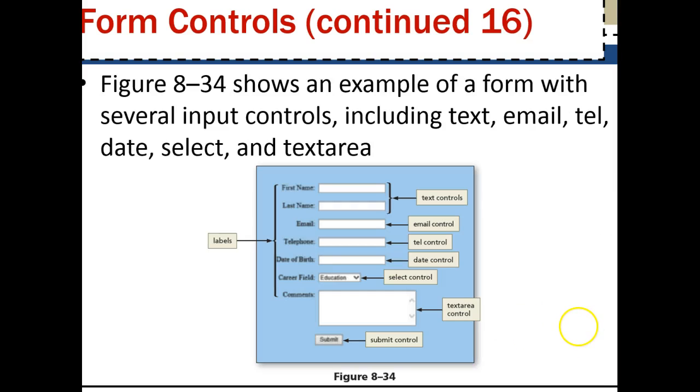So this figure 834 shows you an example of a form with several input controls, such as text, email, telephone, date, select, as well as text area. And then you have your submit button, the submit control, in there as well. And also you have your select control in there and your labels.